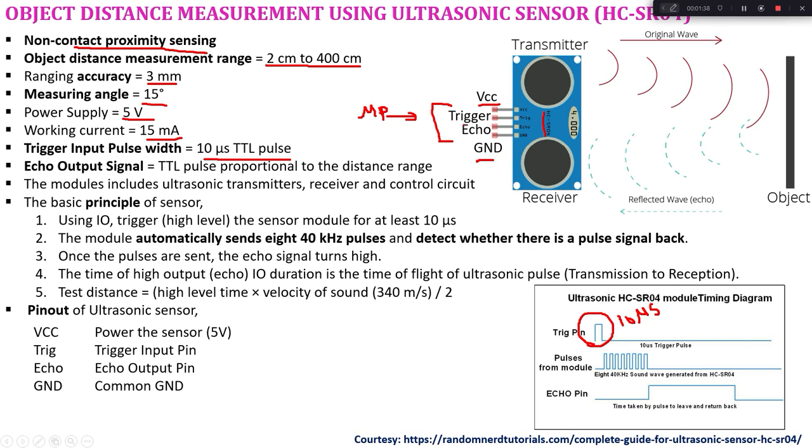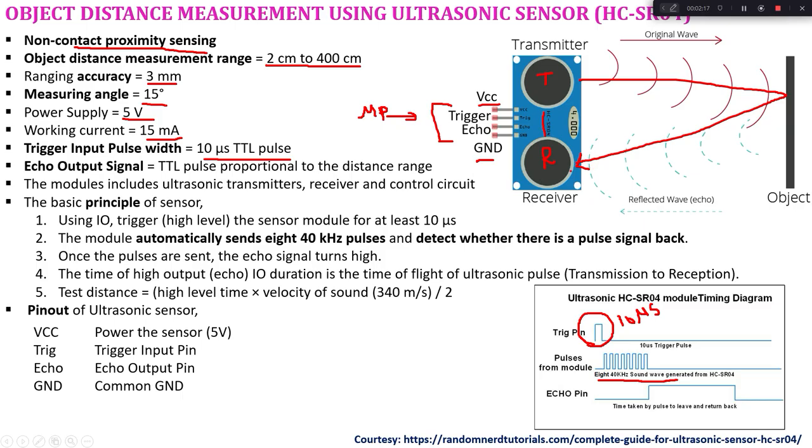As soon as this pulse is given to the trigger input of the ultrasonic module, it will generate 40 kilohertz sound waves. Here we have a transmitter and a receiver in this module. The sound waves propagate in the environment. When we have an object in front of it, the sound waves hit the object and get reflected back to the receiver. So the total time of flight can be measured with the help of this module.